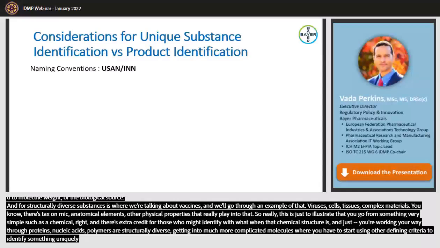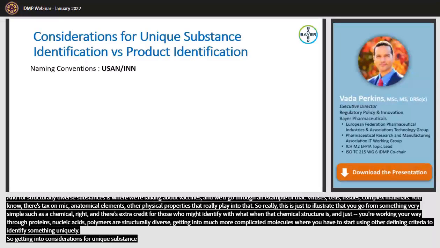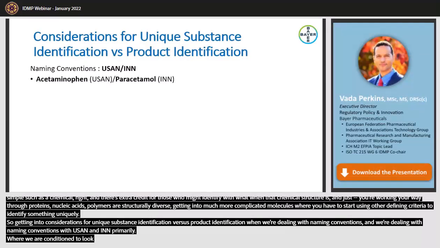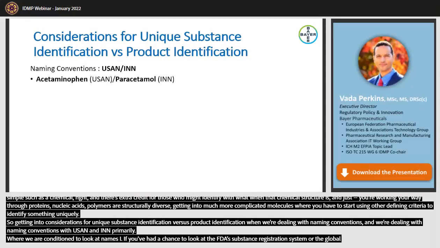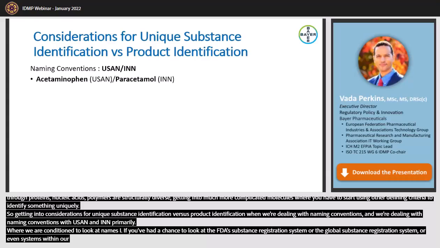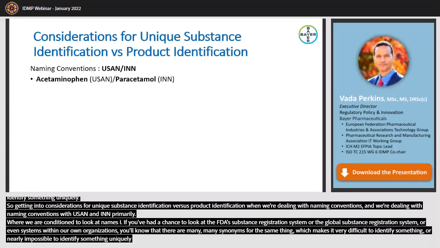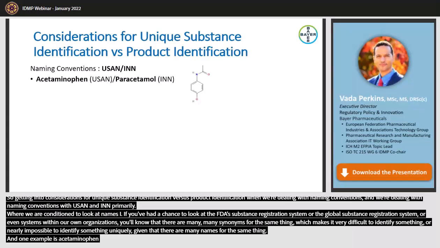So getting into considerations for unique substance identification versus product identification when we're dealing with naming conventions with USAN and INN primarily. We are conditioned to look at names. If you've had a chance to look at the FDA's substance registration system or the global substance registration system, or even systems within our own organizations, you'll know that there are many, many synonyms for the same thing, which makes it very difficult, well, nearly impossible, to identify something uniquely, given that there are many names for the same thing. Right? And one example is acetaminophen and paracetamol, even though we're talking about the same structure.